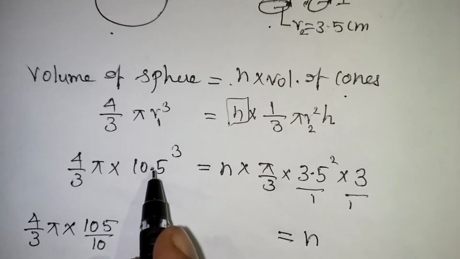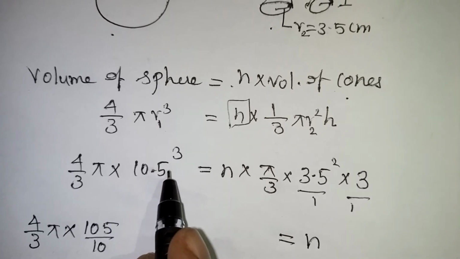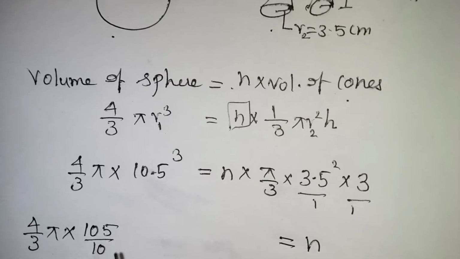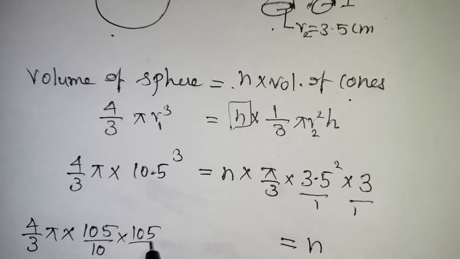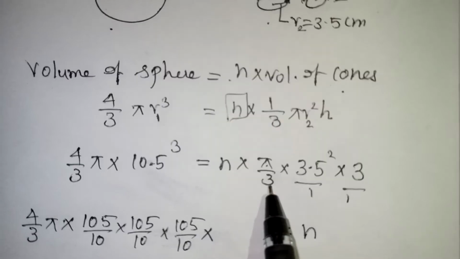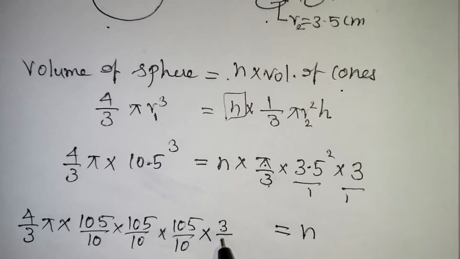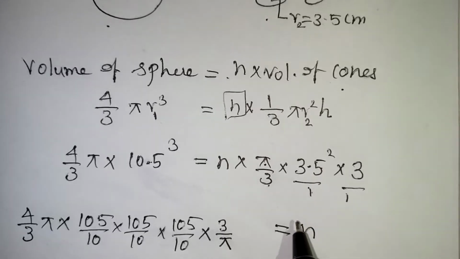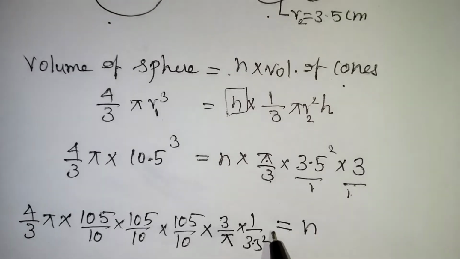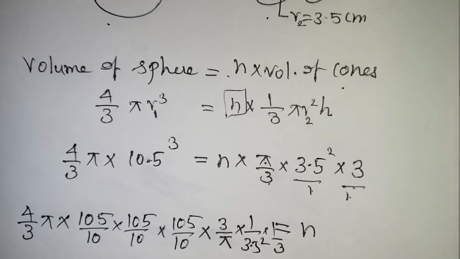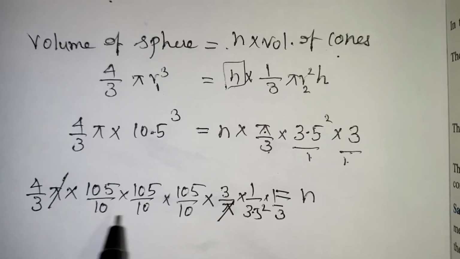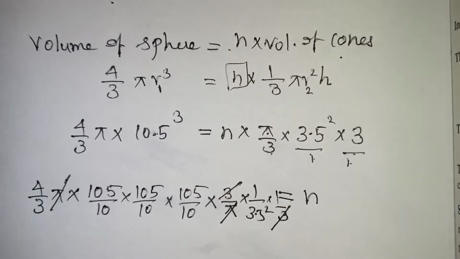To remove the decimal, since after the decimal we have only one digit, we divide by 10. This is the conversion of decimal to fraction. It will be easy for cancellation, that's why I am writing it like this, 105 by 10, multiplied by 3 by pi, by 1 by 3.5 squared, and by 1 by 3. Now we have to cancel. The pi value and this pi value will get cancelled. This denominator 3 and this 3 will get cancelled.